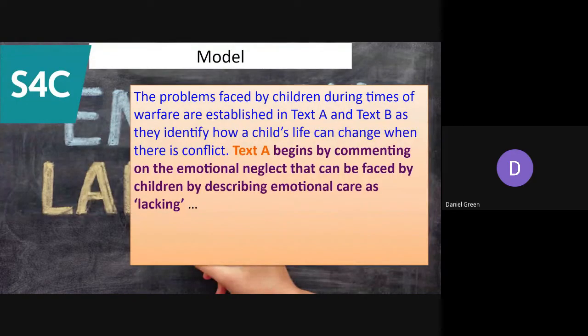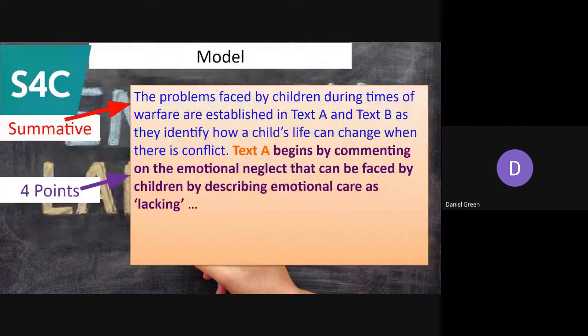So if I had to show you the start of one, my summative statement here: the problems faced by children during the times of warfare are established in text A and text B as they identify how a child's life can change when there is conflict. Nice overview of both texts. I've not compared them. I've just said roughly what they're about. Again, that could pick me up a mark in the exam. Next, this is the start of my 4 points.